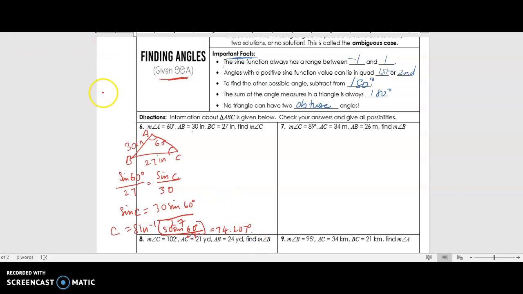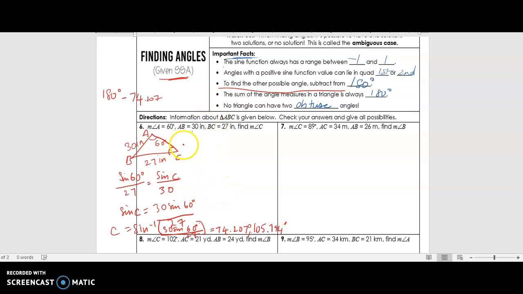Now there is another possibility of a triangle with its supplement, so we have to subtract from 180 to find the other possible angle. So 180 minus 74.207 will be equal to 105.794. We'll round it off in a bit.